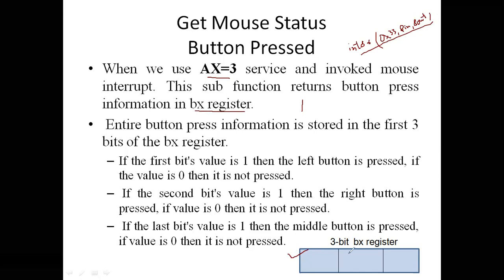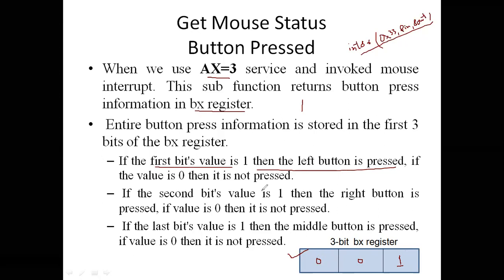So any value can be set up to identify which button has been pressed. There are conditions given. If the first bit value is 1, then the left button is pressed. So if this is the 1 value, the rest of them are 0. What it tells you is that the left button of your mouse is pressed.